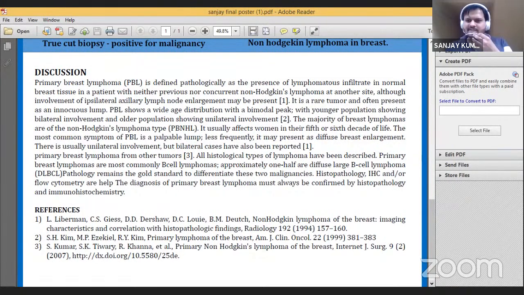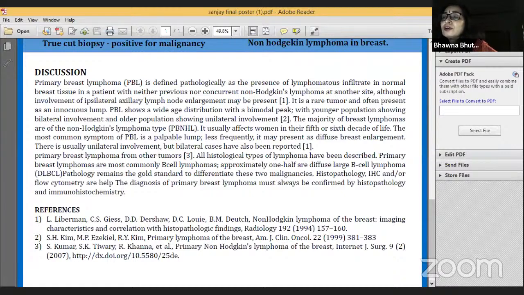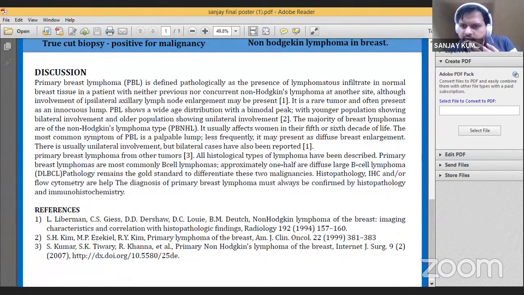Thank you, ma'am. Did you exclude whether it was a widespread disease or not, by doing bone marrow examination and CT scan of the chest and abdomen? Ma'am, actually, in this case, bone marrow examination was not done, ma'am.